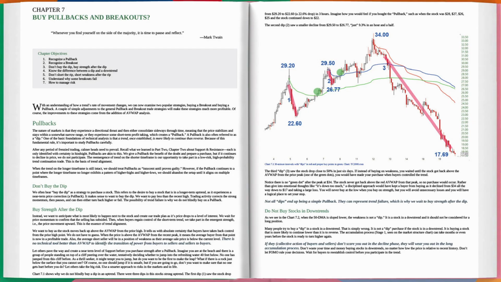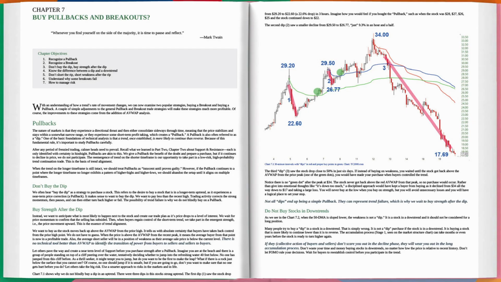Chart 7.1 shows why we do not blindly buy a dip in an uptrend. There were 3 dips in this stock's strong uptrend. The first dip, 1, saw the stock drop from $29.20 to $22.60, a 22.6% drop in 3 hours. Imagine how you would feel if you bought the pullback, such as when the stock was $28, $27, $26, $25, and the stock continued down to $22. The second dip, 2, saw a smaller decline from $29.50 to $26.77, just 9.3% in an hour and a half.